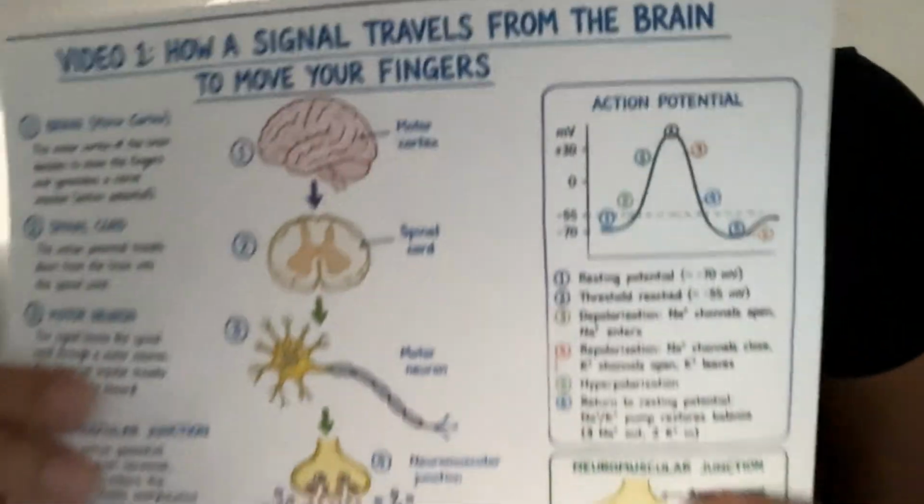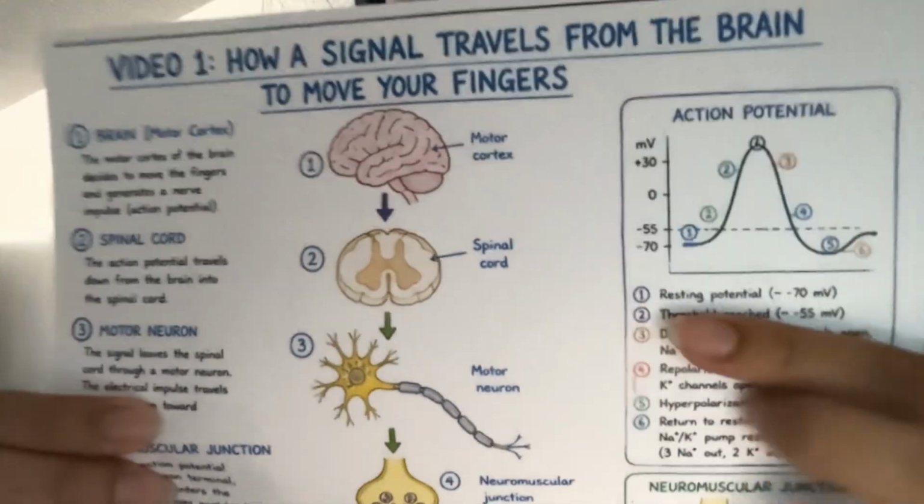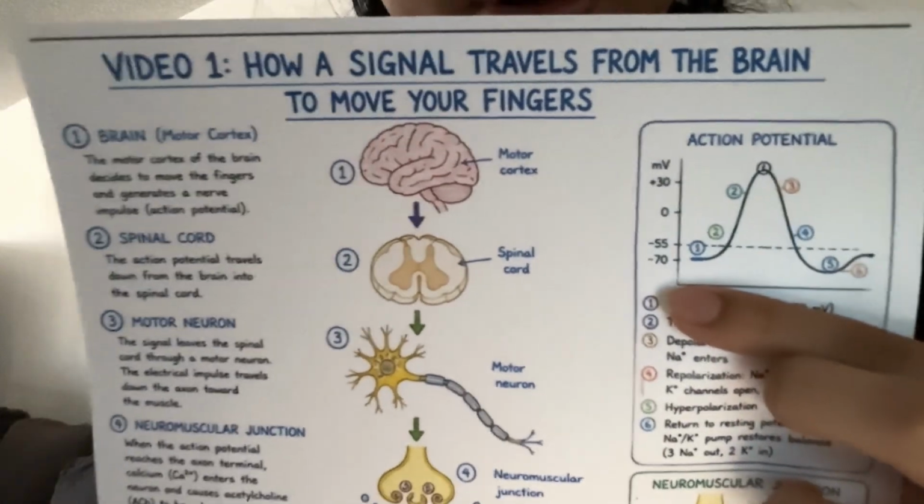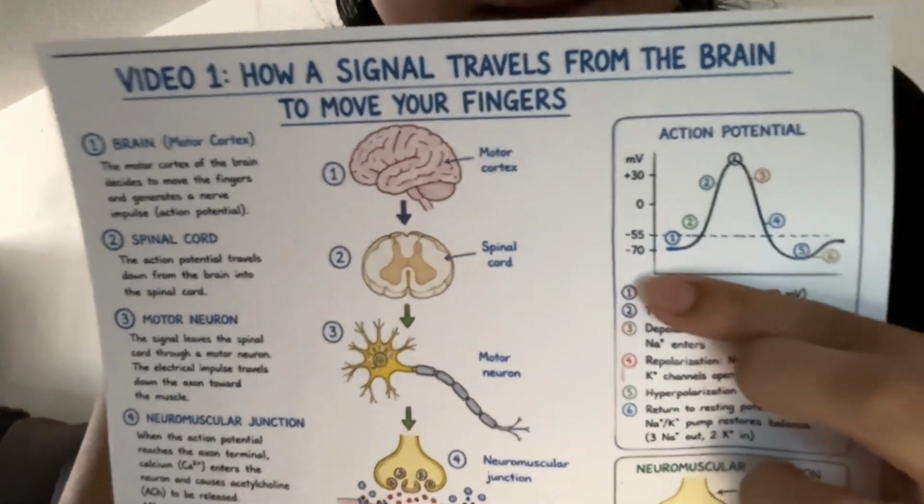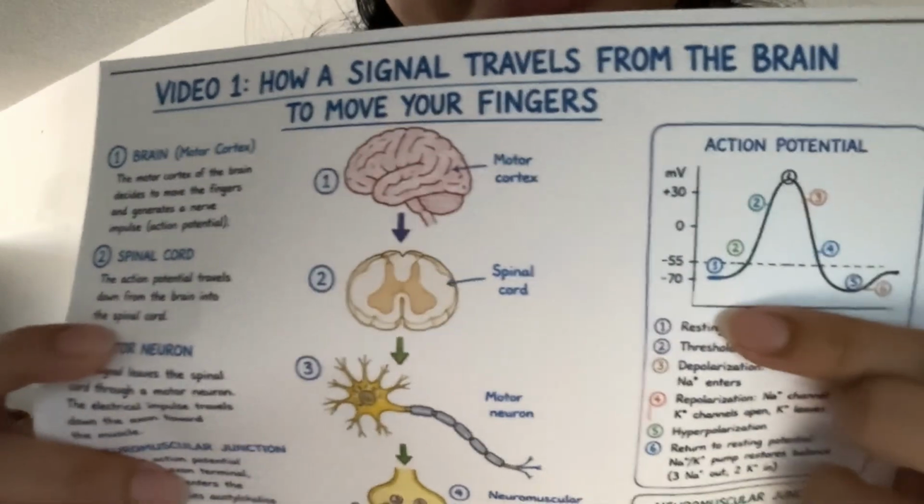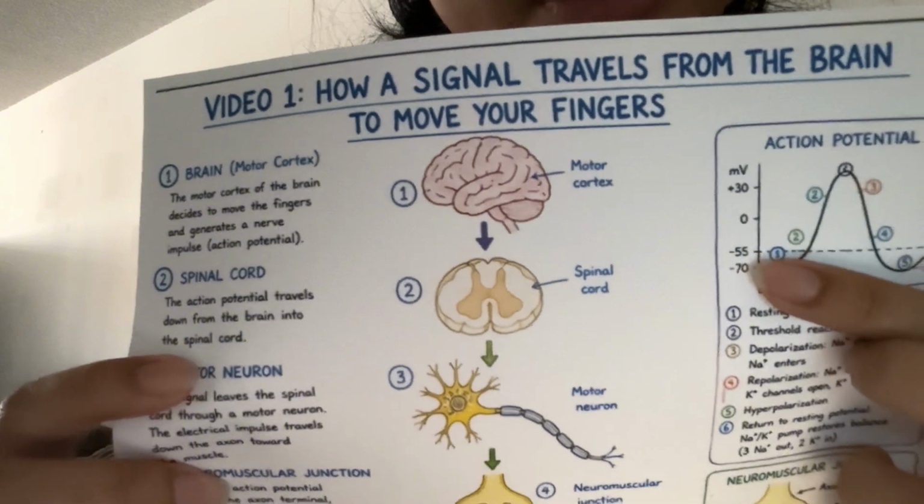We're going to explain the action potential. Look at the graph. At rest, which is right here, the neuron has a resting membrane potential of about -70. When enough stimulation reaches the neuron, it reaches the threshold of -55.